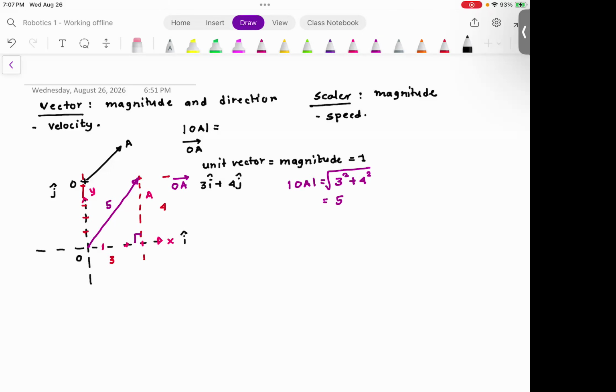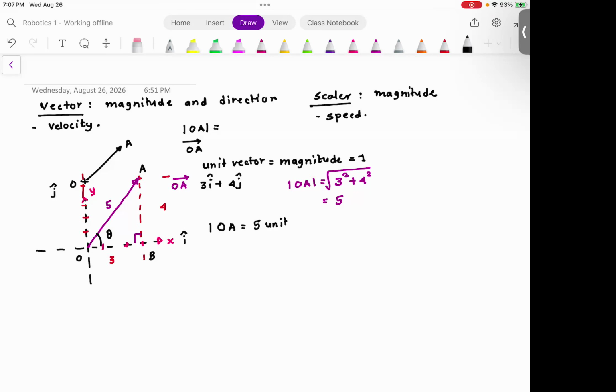Now I want you to understand this very important thing. I'm going to say this angle is theta. This point is B and this is A. So I have this triangle ABO, where the hypotenuse of this triangle is 5 units. I can say OA is equal to 5 units.